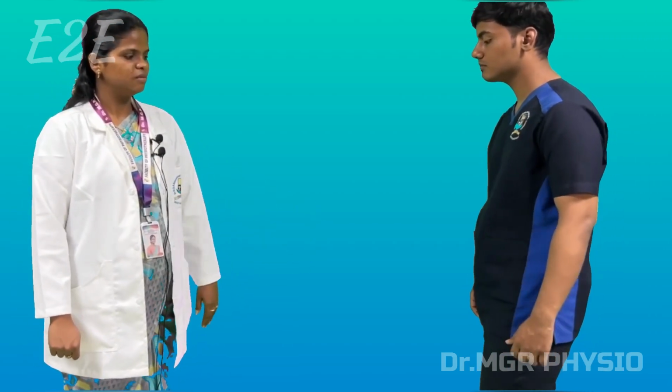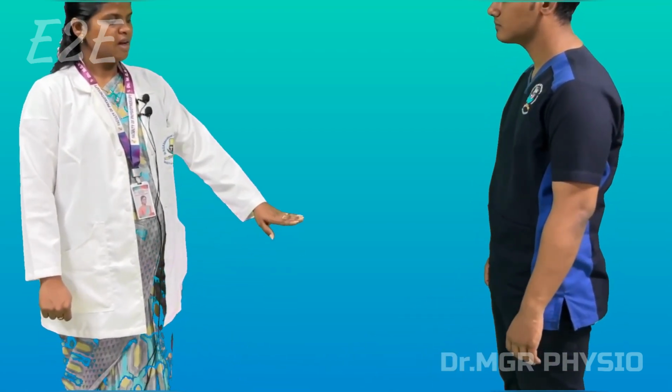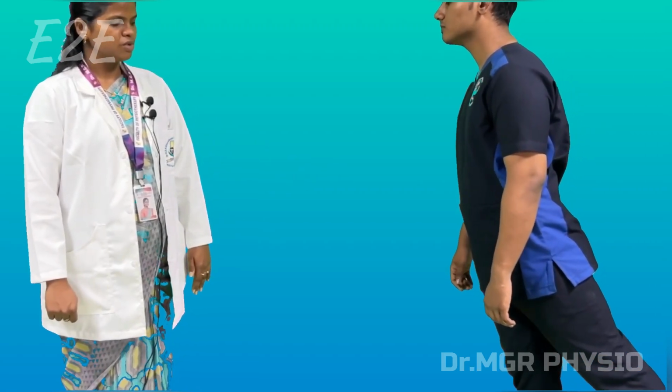So turn towards this side. First movement is hip flexion. Bring your leg forward. Go to neutral. This is flexion and extension. Take towards back side. Come to neutral.